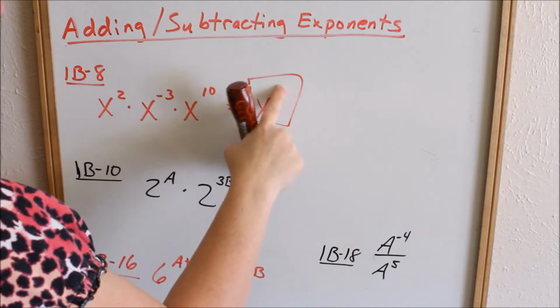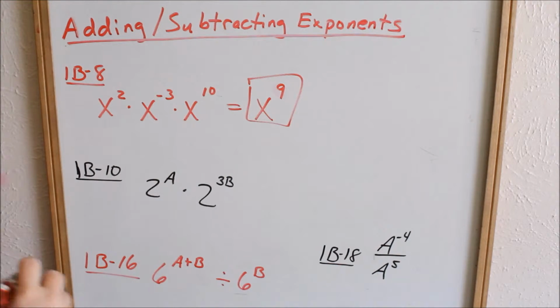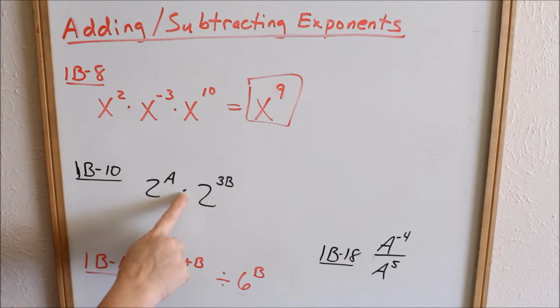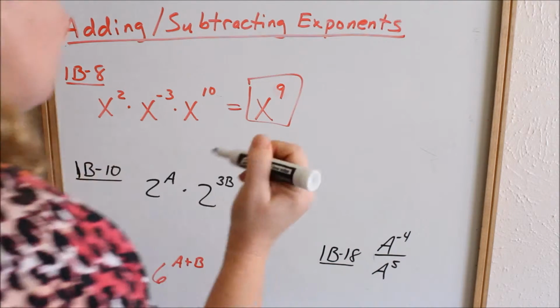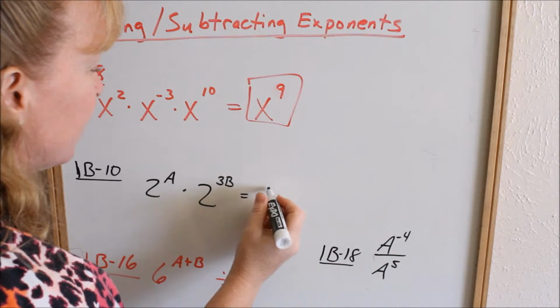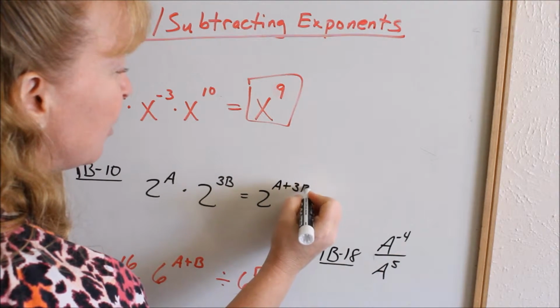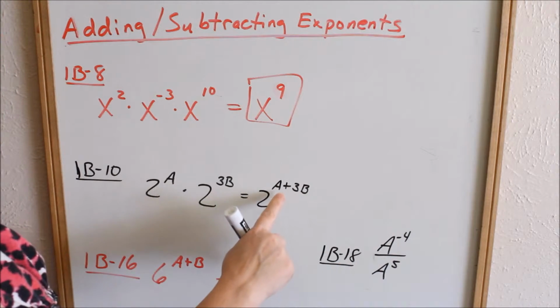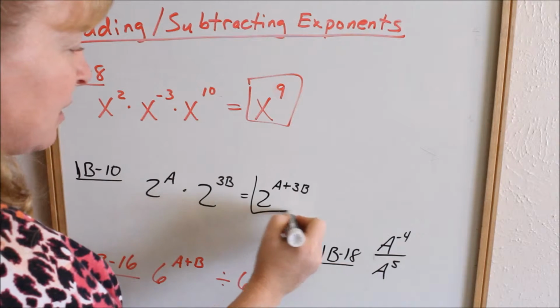That's a 9. I'm going to make that a little bit better. 9, x to the 9th. Okay, go down to 1B10. We are still multiplying and we have the same base. So when you have the same base and you're multiplying, you add your exponents. So this becomes 2 to the a plus 3b. Can I combine a's with b's? No. So I leave it just like that.